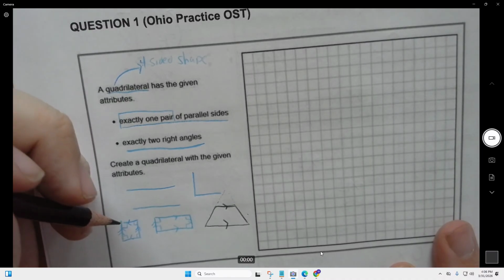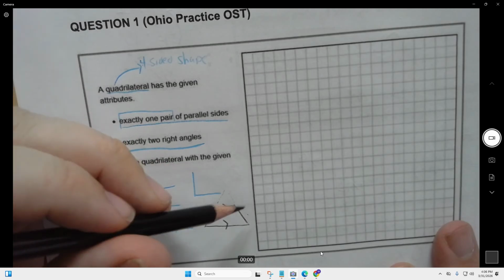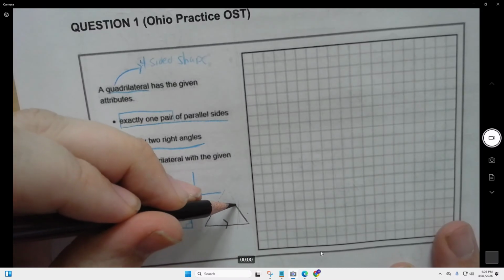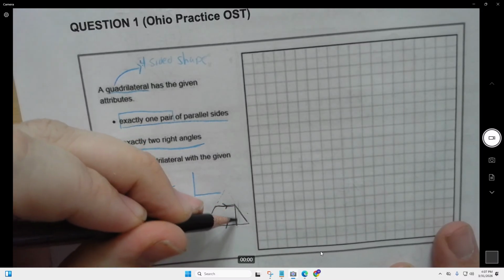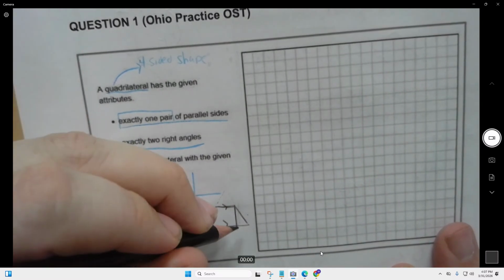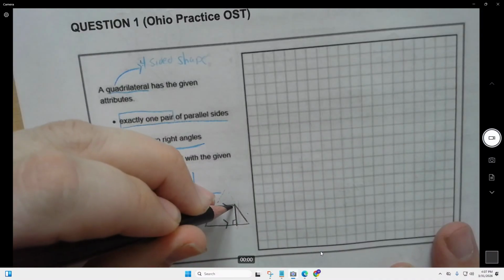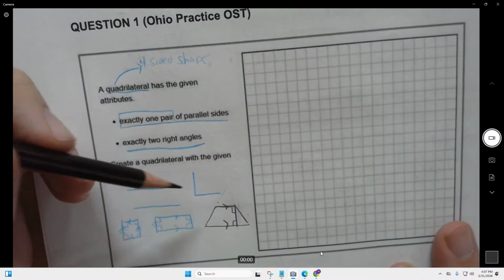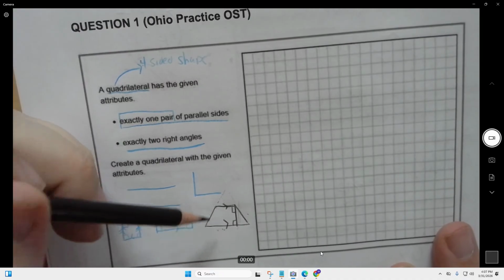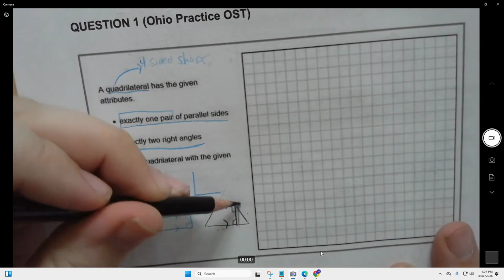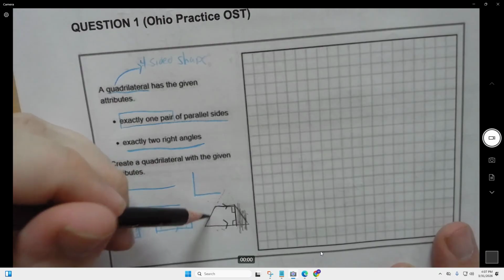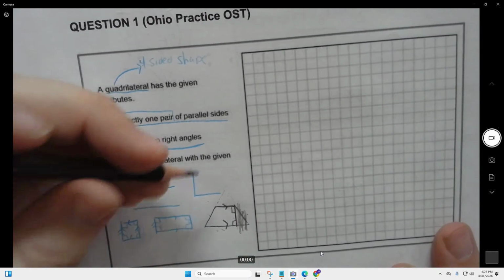Well, we can make it a right angle. What if we were to cross this part out right here and just draw a straight line down? What if we were to essentially cut some of this trapezoid out? Now we have two right angles, and exactly one pair of parallel sides. And if you cross all this out, now we have a quadrilateral. There are 1, 2, 3, 4 sides. So this is what you need to do.